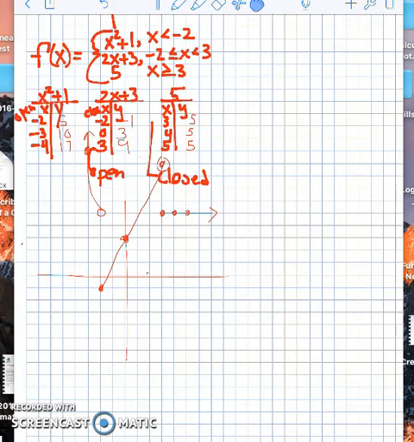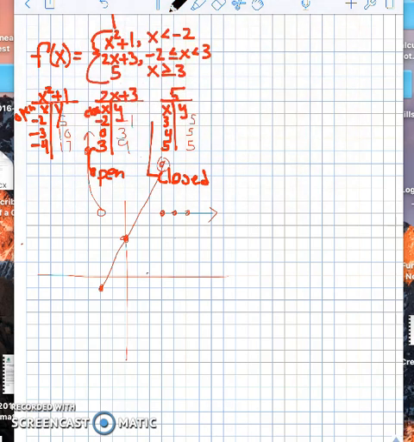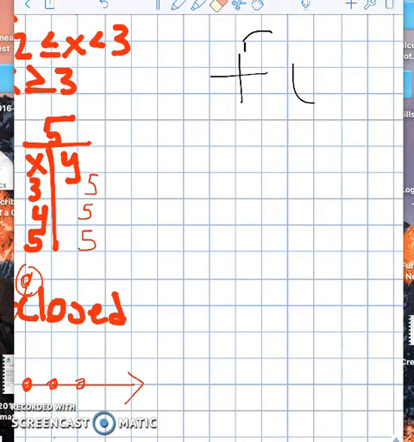Now the last thing I want to talk about here is, let's say you were given and you didn't want to graph it, and you were asked to evaluate what f of 10 was. Let me try this once more. We'll see if this works.